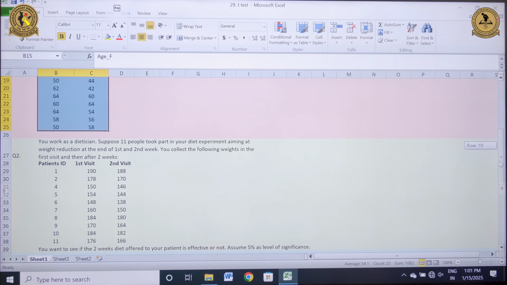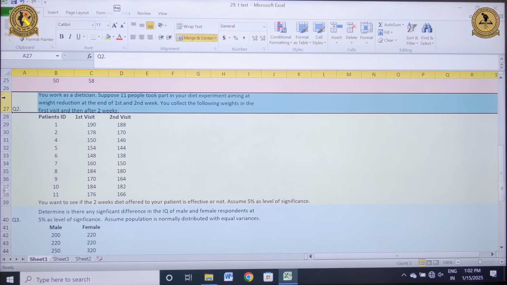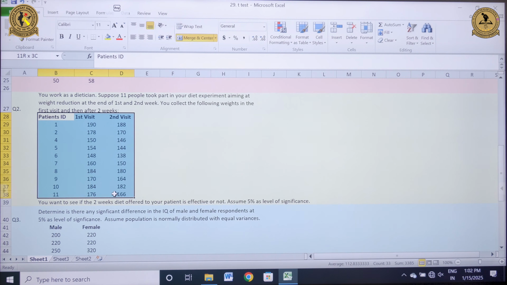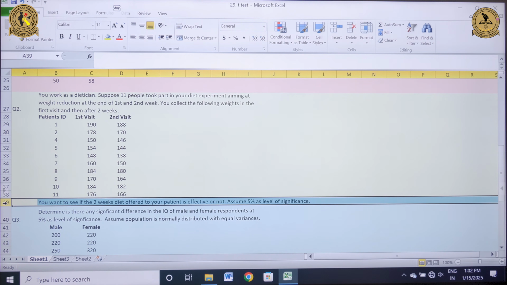Now let's focus on the next numerical. You work as a dietitian and suppose 11 people took part in your diet experiment aiming at weight reduction at the end of the first and second week. You collect the following weights in the first and then after the second week. So data is given relating to the patient ID, the weights in the first visit and the weights in the second visit. You want to see whether the 2-week diet offered to your patients is effective or not, assuming 5% as a level of significance.